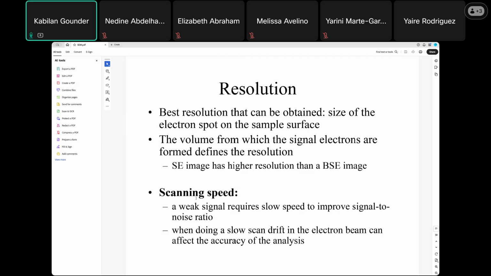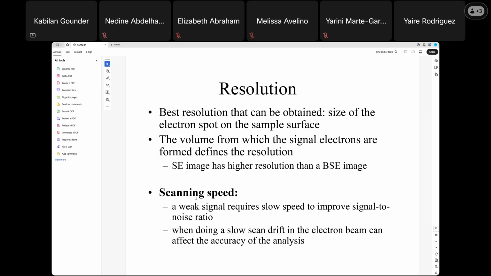and we are going to see higher magnification, like 300,000 times magnification. At the same time, when you are increasing the magnification, the resolution should be maintained. The best resolution that can be obtained depends on the size of the electron spot on the sample surface. The volume from which the signal electrons are formed defines the resolution.